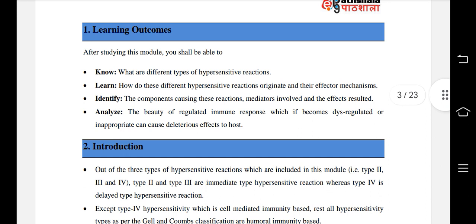Our learning objectives include what are the different types of hypersensitive reactions, how do these different hypersensitive reactions originate and their effector mechanism, the components causing these reactions, mediators involved and the effects resulted, and to analyze the beauty of regulated immune response, which if it becomes dysregulated or inappropriate can cause deleterious effects to hosts.